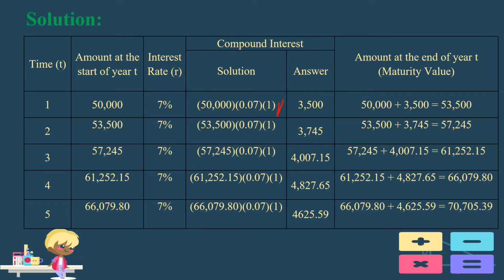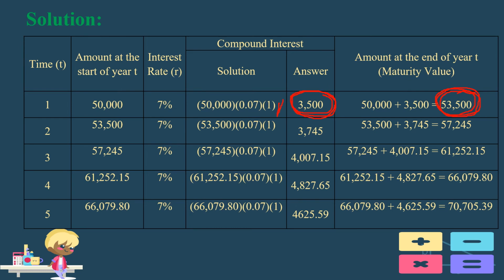So here, 50,000 times 0.07 times 1 is equal to 3,500. Ito ngayon yung interest niya within 1 year. So, 50,000 plus 3,500 is 53,500. So, within 1 year, eto na ngayon si 50,000. So, check nyo mabuti anong difference niya sa simple interest.